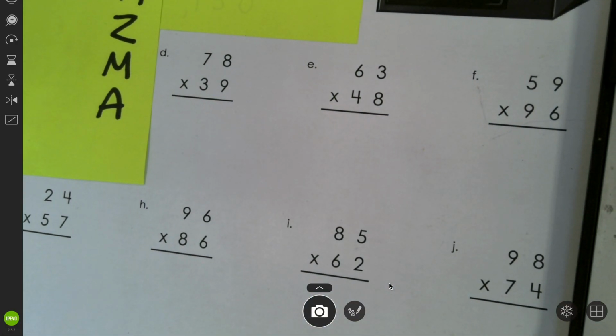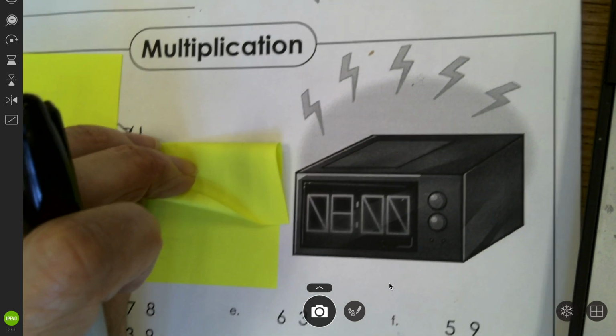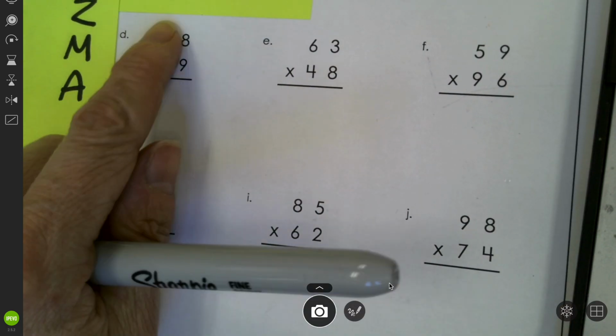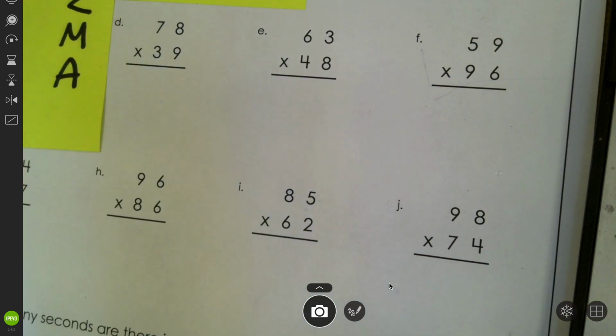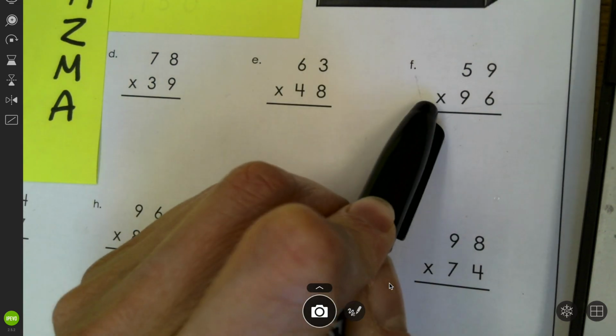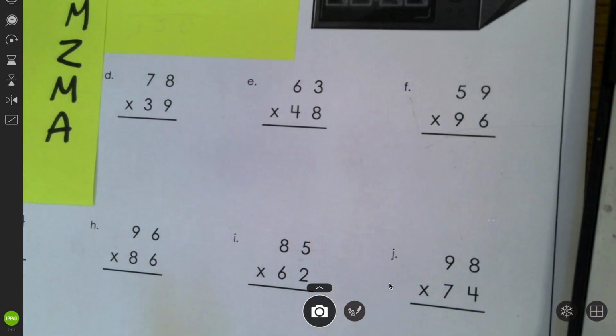Hello, it's homework time. Alrighty, so for homework today, you have the multiplication worksheet. Our success criteria is I can use the standard algorithm to multiply two-digit numbers. A two-digit number has a number in the ones place and a number in the tens place. So with you, I'm going to do D, E, F. We already did A, B, C. I'm going to do D, E, F on the video.